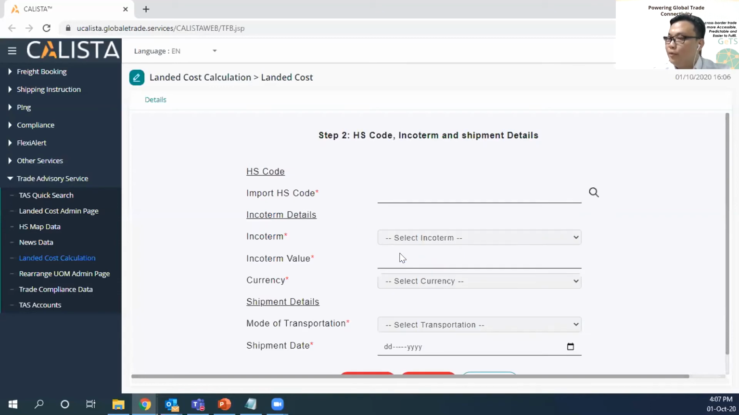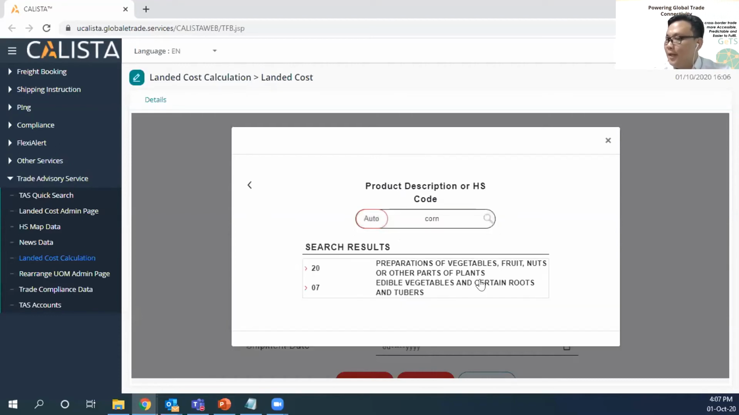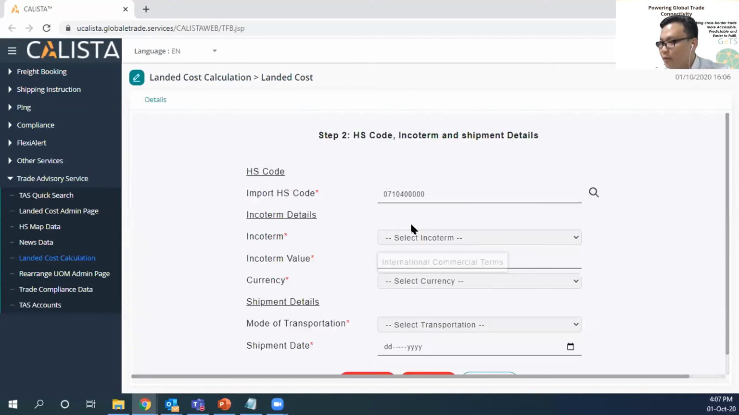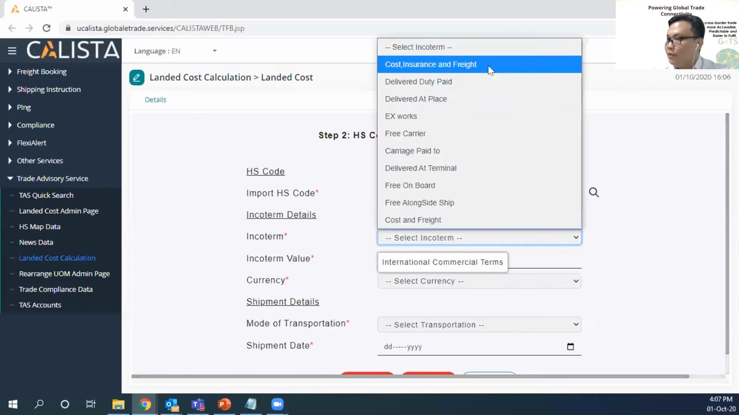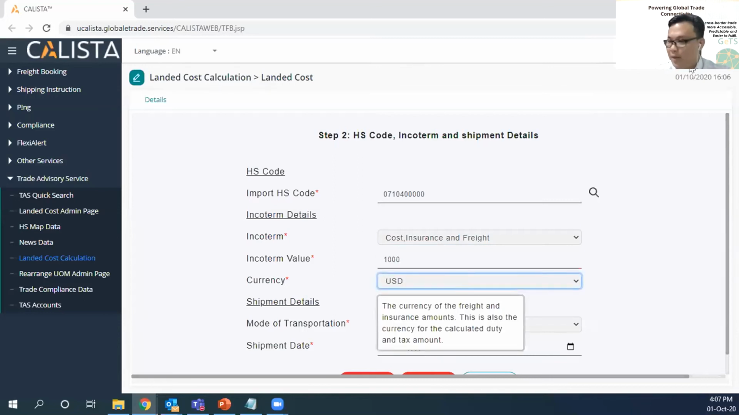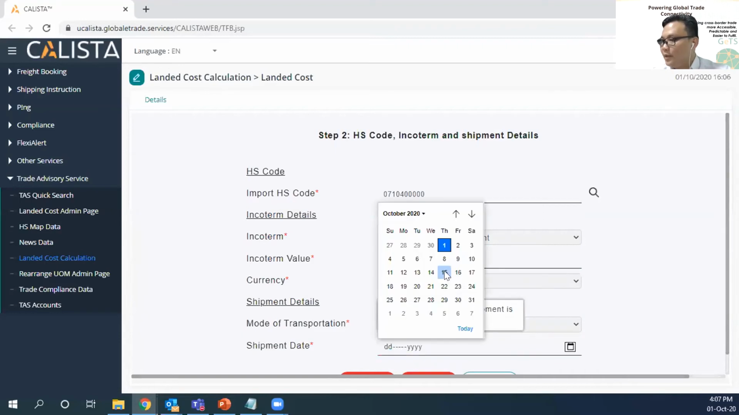So assuming I do not know the HS code, again, I'm going through the whole journey. I'm trying to bring in corn from the US. So this should be, let's say, this is the one. Maybe I'm picking the sweet corn. So my goods are moving in with CIF. Pardon me, with the numbers, I'll just simply put in any figure. Then I'm choosing my shipment date.